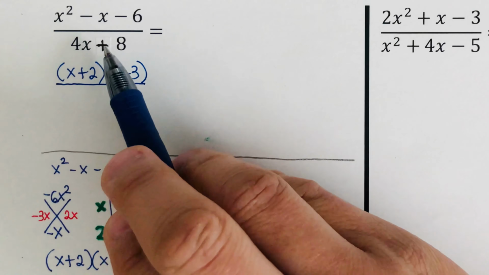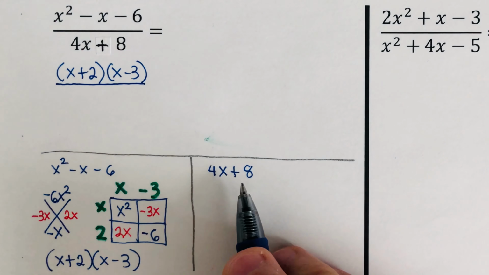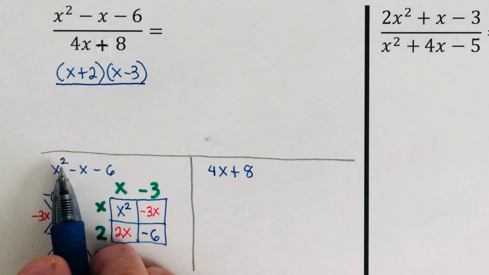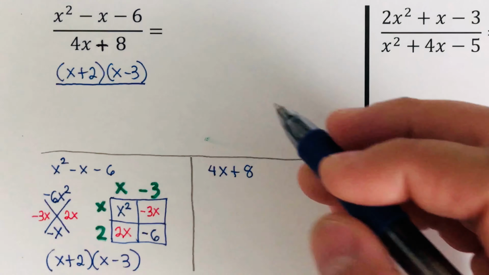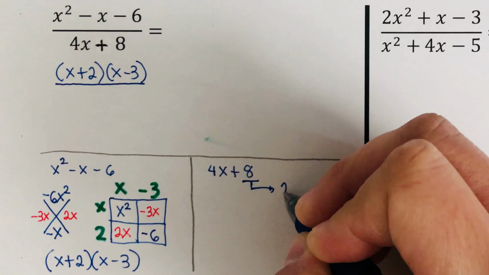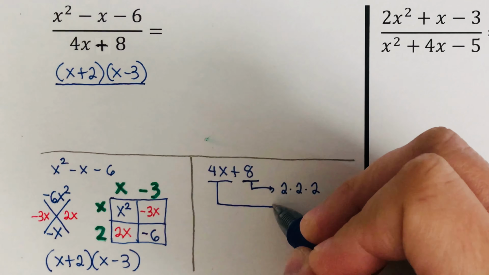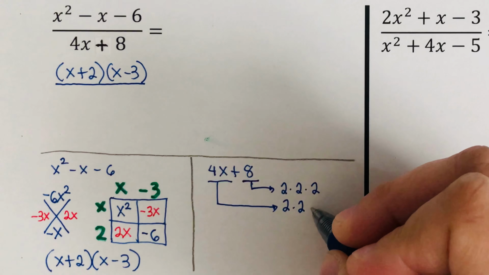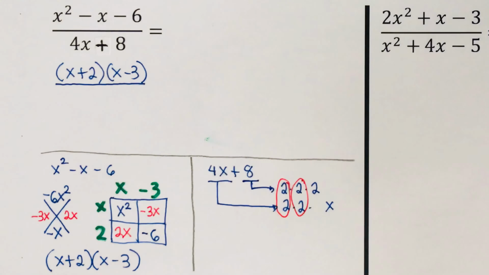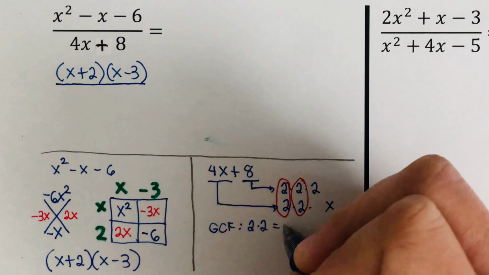Now we move on to the denominator. We're gonna factor out the GCF for this, since this is not a trinomial. It doesn't have a second degree. So we can go ahead and factor out the 8, writing this as 2 times 2 times 2. So that's 8 right there. Factor out the 4x, that would be 2 times 2 times x. Then we can determine the GCF. That would be 2 and 2, which is equal to 4.